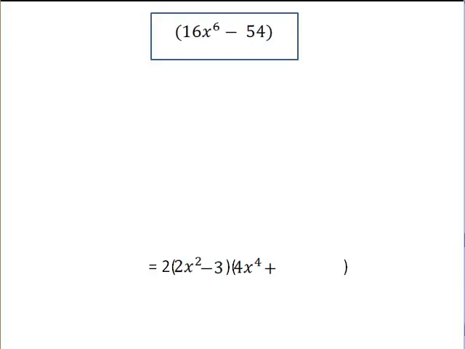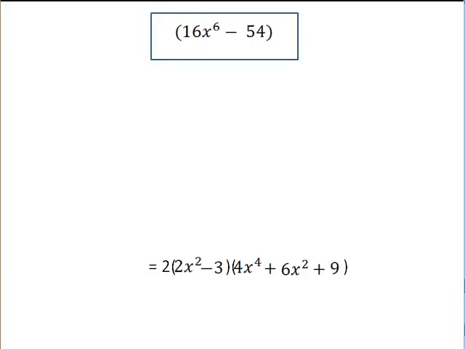The second term in the trinomial is the product of the 2 terms in the binomial. In other words, 3 times 2x squared, or 6x squared. And finally, the third and last term in the trinomial will be the square of the second term in the binomial. In other words, we square 3. And this term will always have a plus sign.